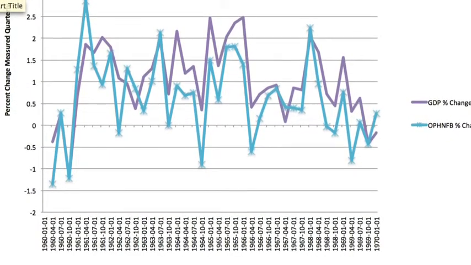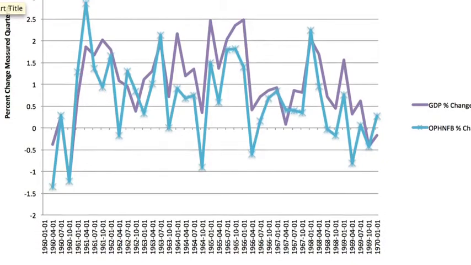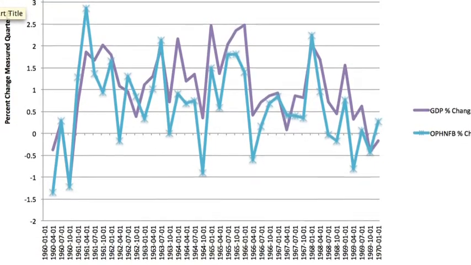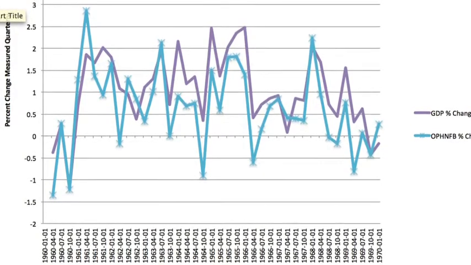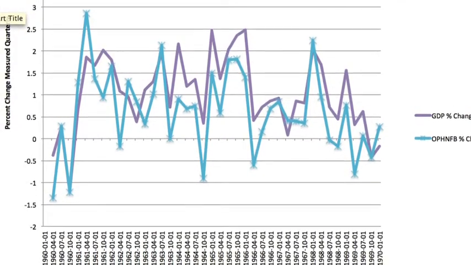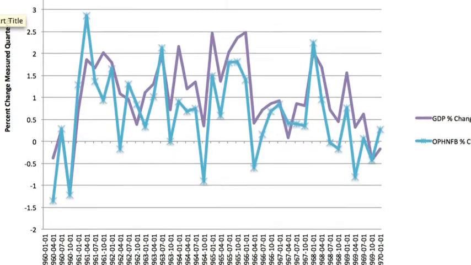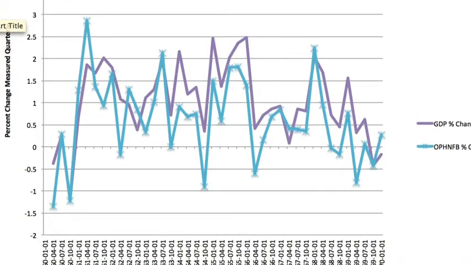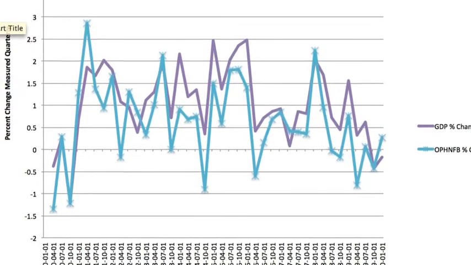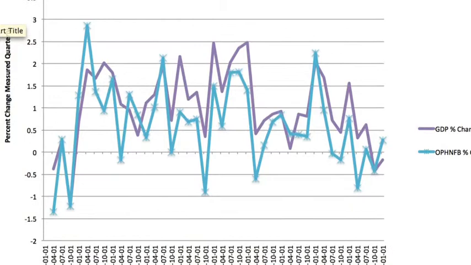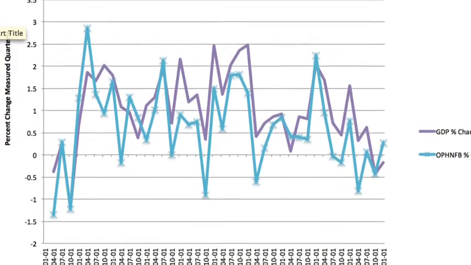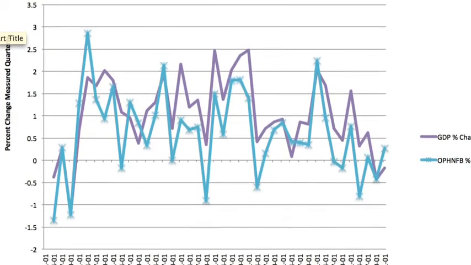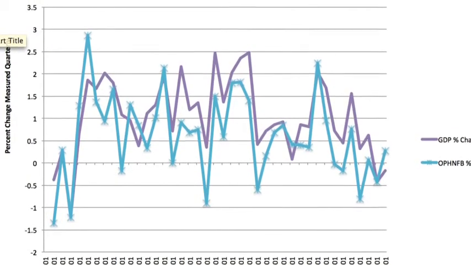I graphed the percent change of GDP and OPH-NFB for the 1960s decade. The dates are the independent variable x on the x-axis on the bottom, while the percent change is the dependent variable on the y-axis vertically. The dates are measured yearly, while the percent change is measured quarterly. The relationship between the two variables is almost coincidental for the entire decade, except when OPH-NFB takes a jump or leads in 1961 and 1967.